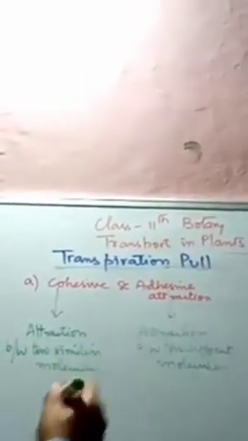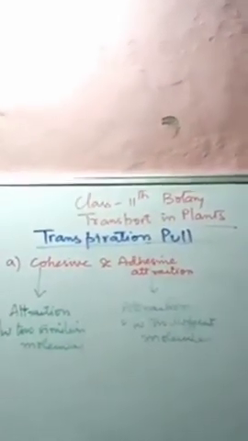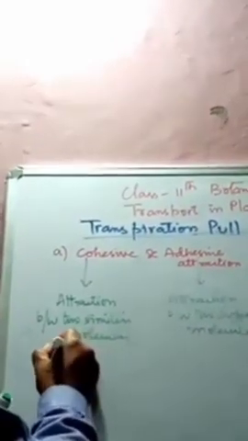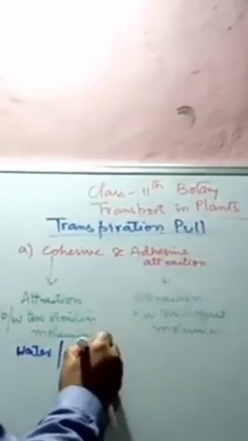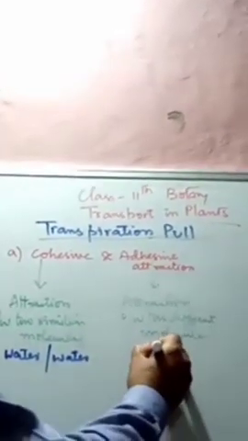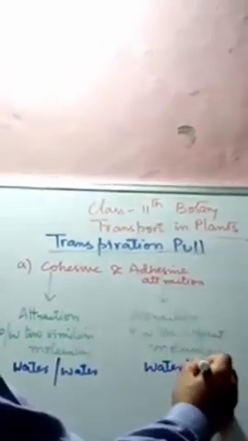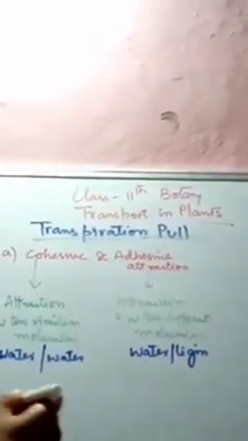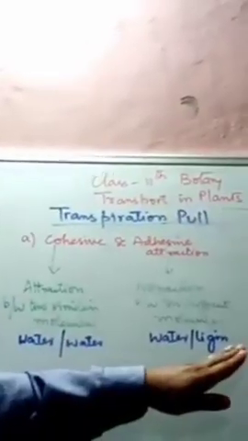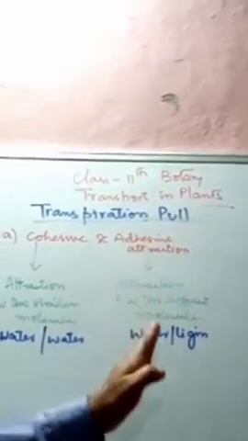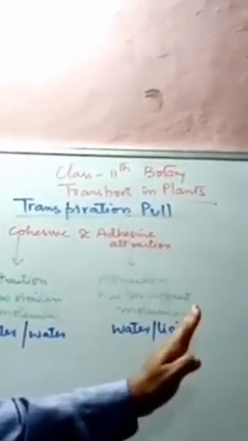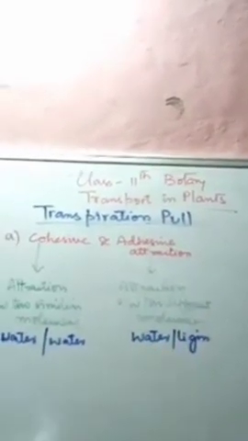Now what are the two similar molecules here? These are water and water molecules, and here water and lignin. In the xylem vessel walls there is the deposition of lignin, and this lignin has a great affinity. It attracts water towards itself. So there is the attraction with this.